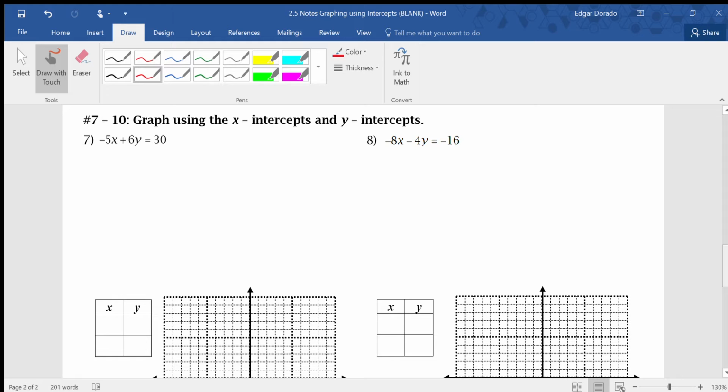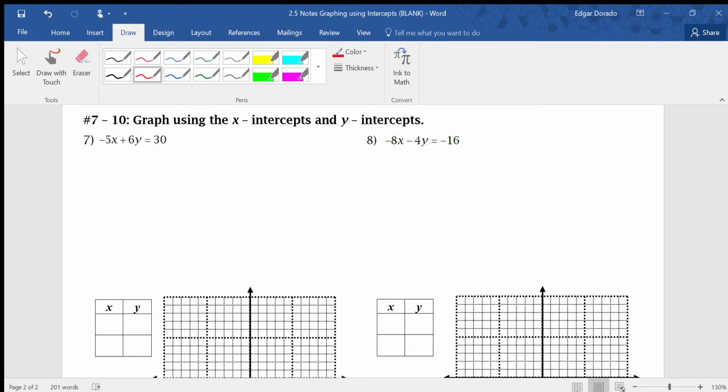All right, guys, let's go ahead and take a look at these two problems. So for the first one, let's see, what do we want to find first? Well, it asks x-intercepts first. I'm going to go ahead and do that right now. So x-intercept.